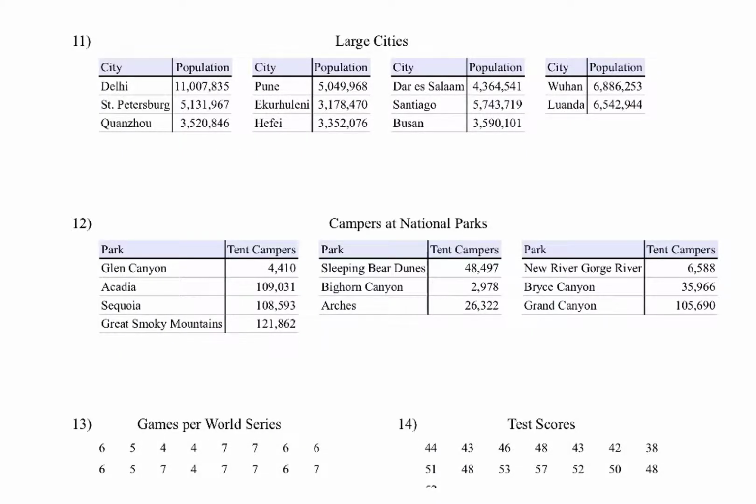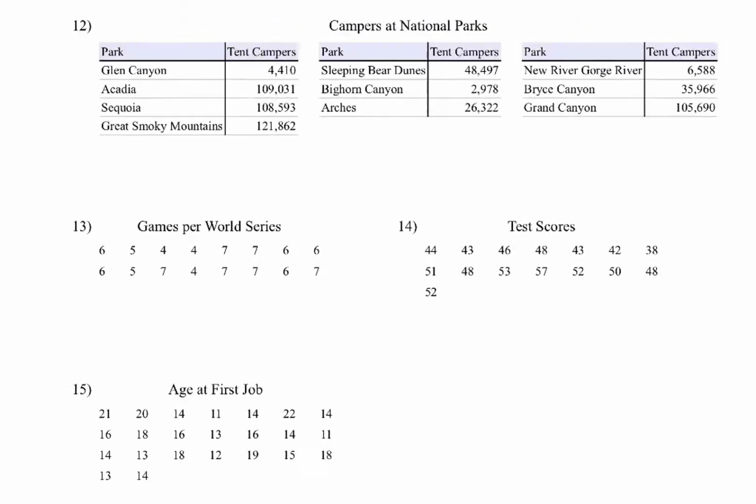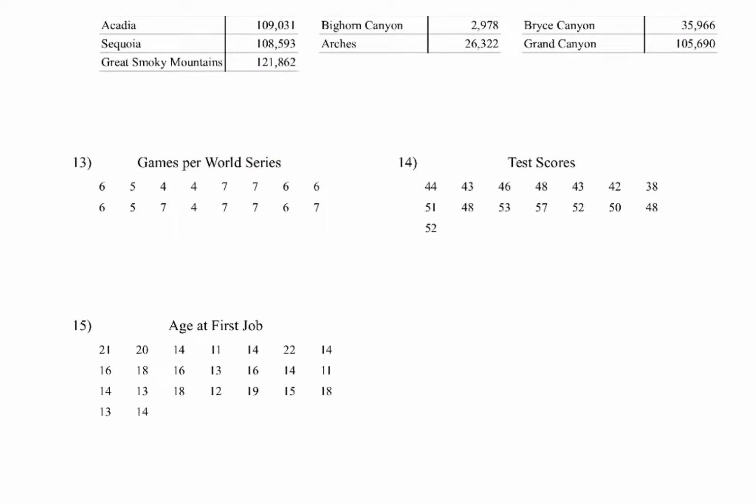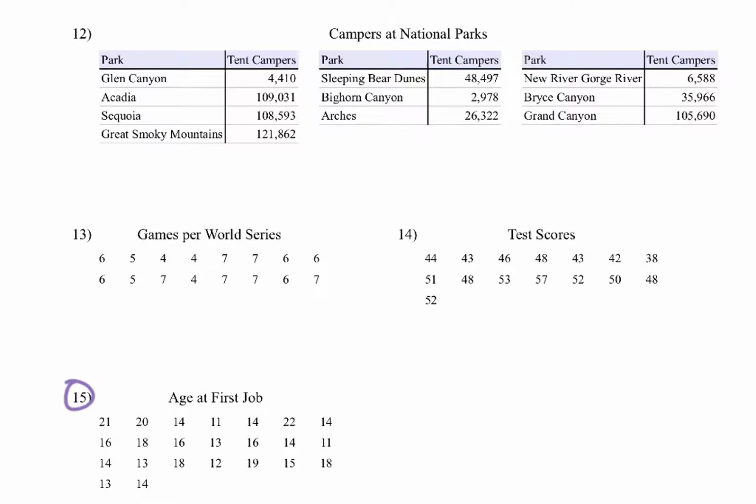Now for these last ones, we're going to do a box and whisker plot. So again, take a look at a couple of them by hand, and then we'll do a couple on the calculator. Let's actually save these big numbers. Let's save number 11 for the calculator, and number 15 for the calculator. Okay, let's do the rest by hand. We'll do one big one by hand.